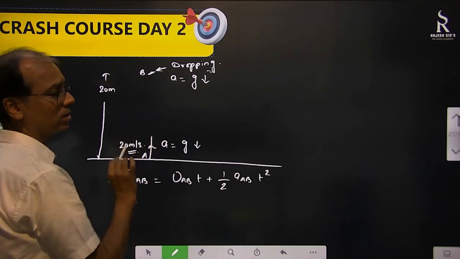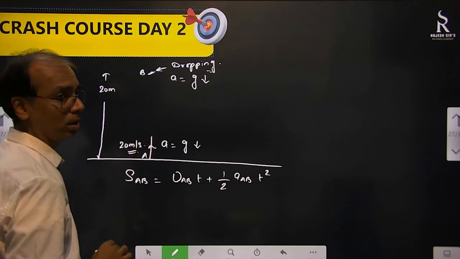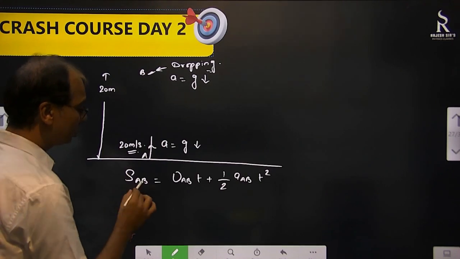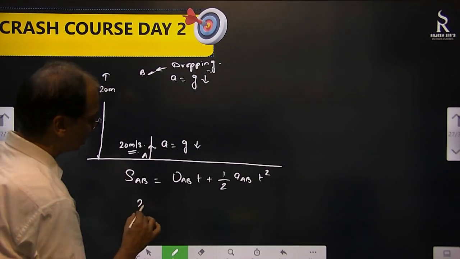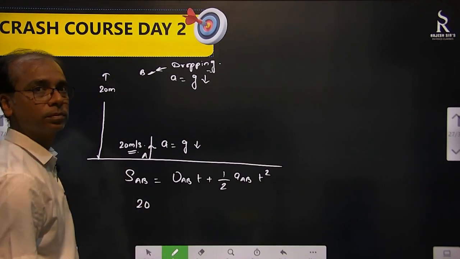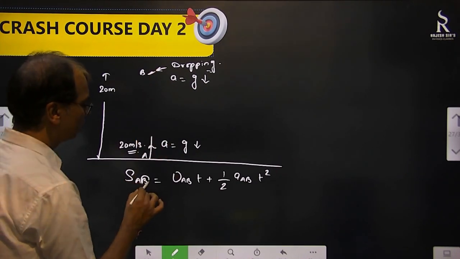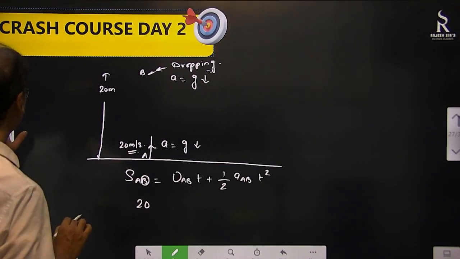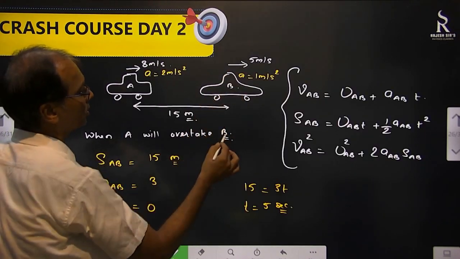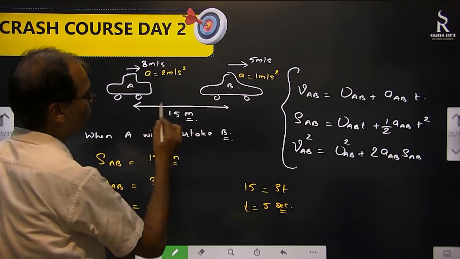Consider this is at rest. How much is the initial distance between them? 20. So the distance to be traveled is 20. Consider this as at rest. Whichever B is there, just consider it as rest. In the previous one too, if I consider this at rest, how much is going to travel? 15. That's what we have written.